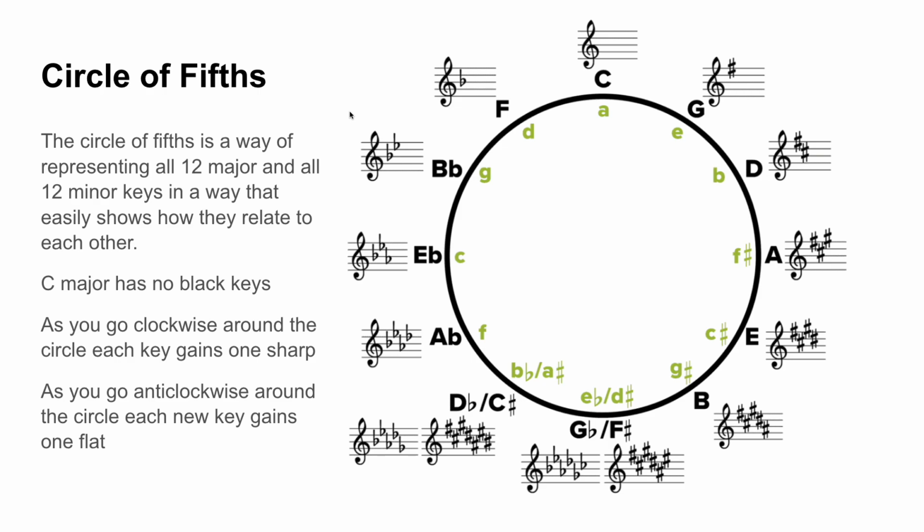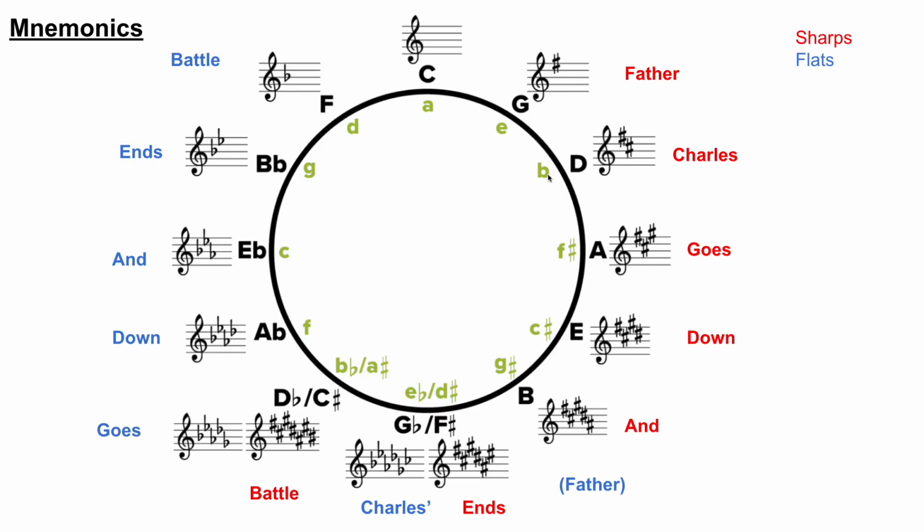And we can remember this with a particular mnemonic. So the sentence that we use to remember this is Father Charles goes down and ends battle. And what that does is if we take the first letter of each word in that sentence, we get the sharps in our major keys.